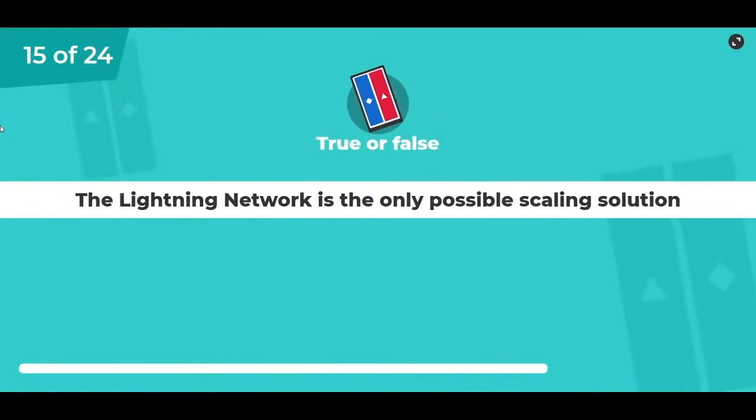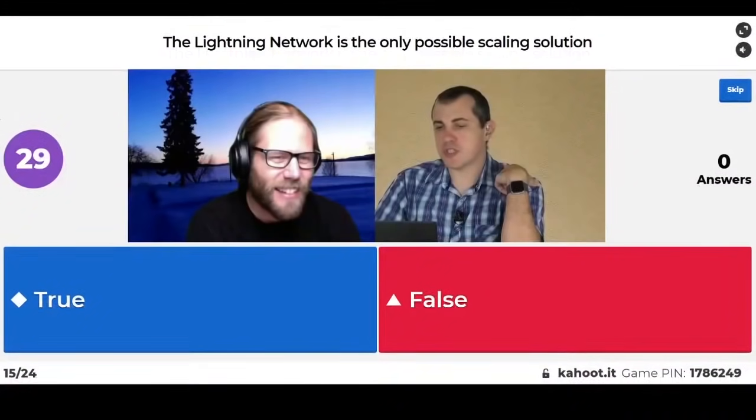Question 15, true or false? The Lightning Network is the only possible scaling solution.